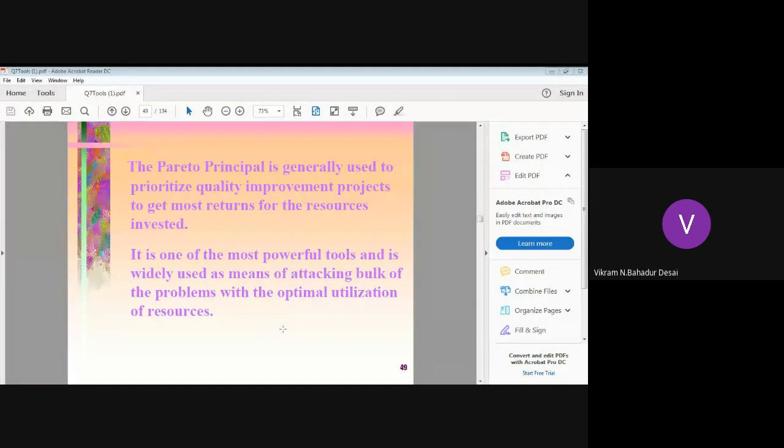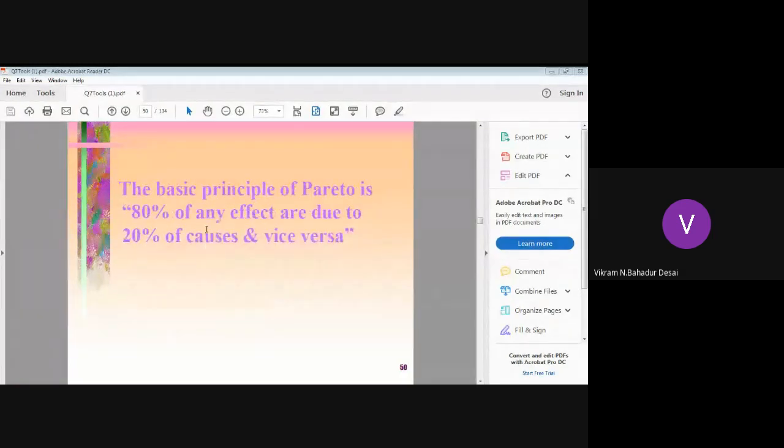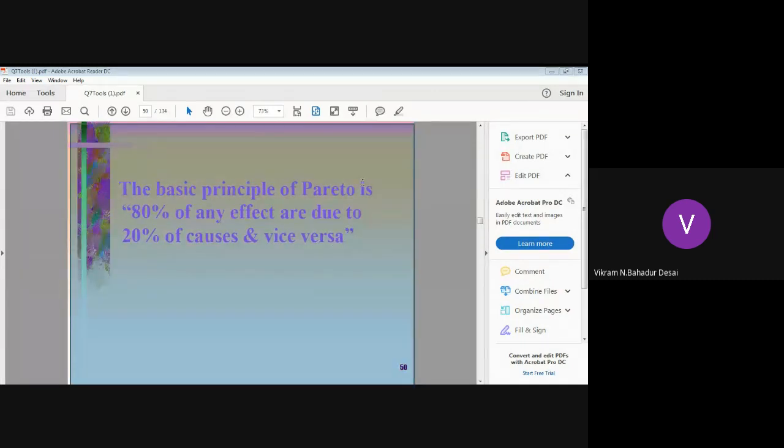The Pareto principle is generally used to prioritize quality problem projects to get the most returns for the resources invested. Let us see how the diagram looks like. The basic principle you should remember: 80% of any effect is due to 20% of the causes.